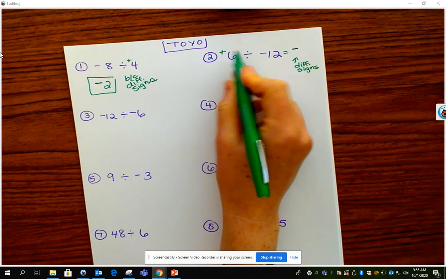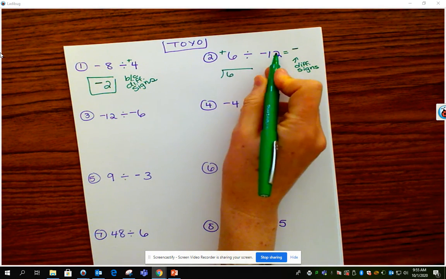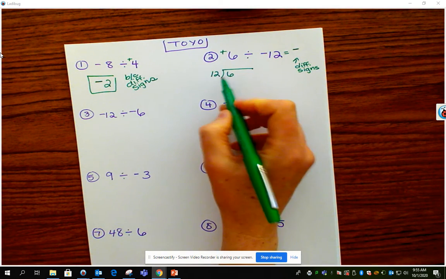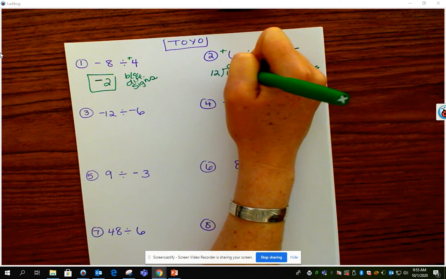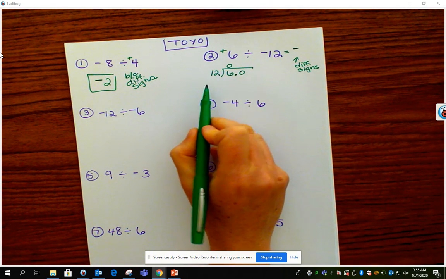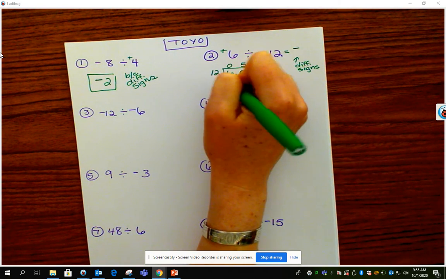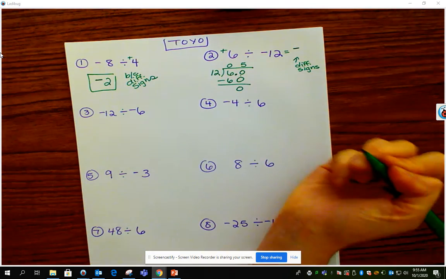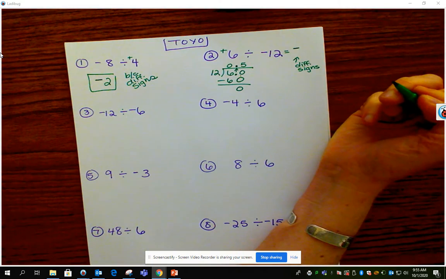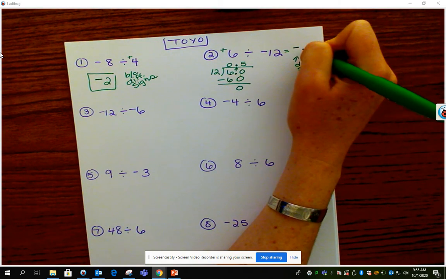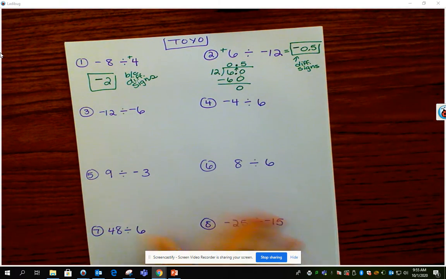So remember, the first number goes inside your division box. 6 divided by 12. Now 12 won't go into 6, so that's 0 times. Remember, we're going to add a decimal point and add a 0. So now we can say how many times will 12 go into 60? And that's 5 times. 12 times 5 is 60. And then we are done. The final step, remember, is to pull your decimal point up to here. So my answer would be negative 0.5 for this one.